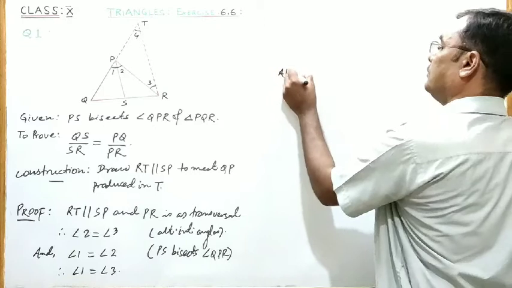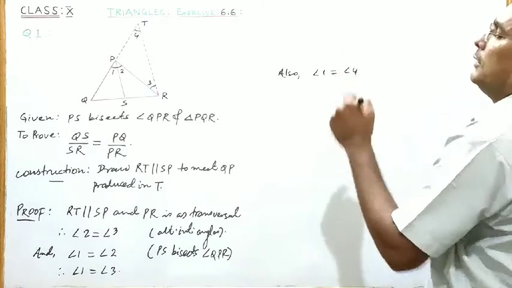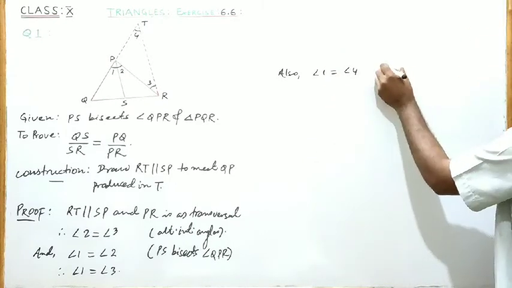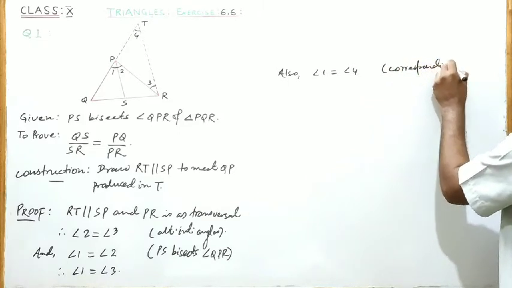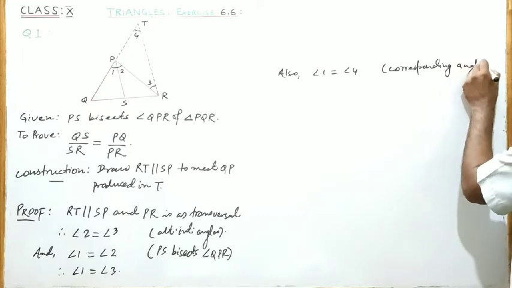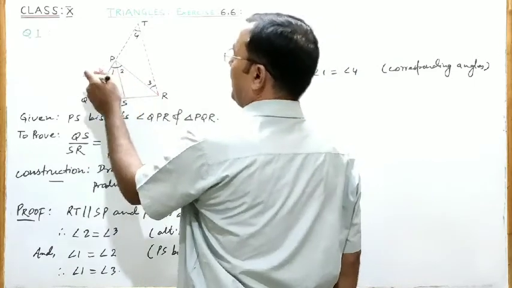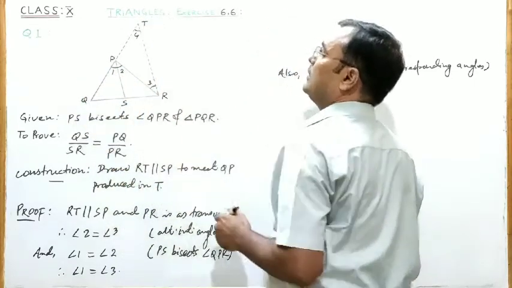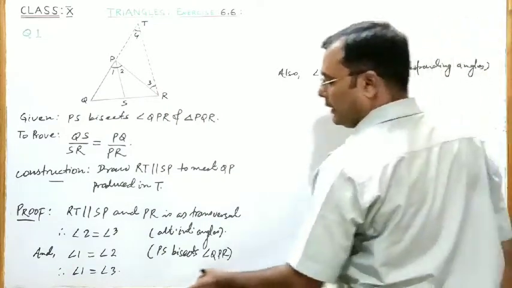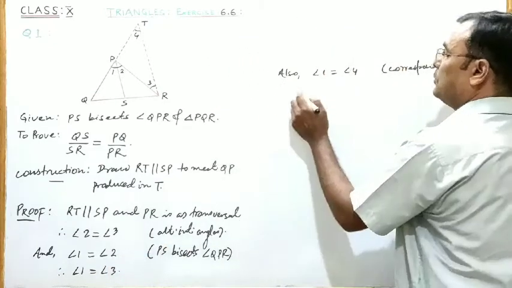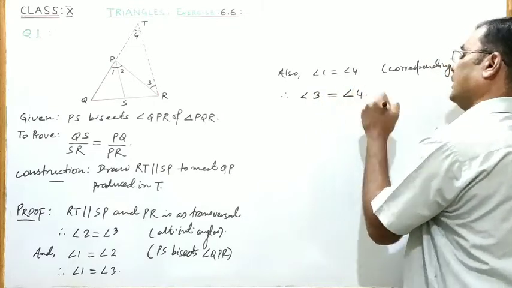Also, angle 1 is equal to angle 4. Corresponding angles are equal because RT is parallel to SP and QT is the transversal. So angle 1 is equal to angle 4, and we have angle 1 is equal to angle 3. Therefore, angle 3 is equal to angle 4.